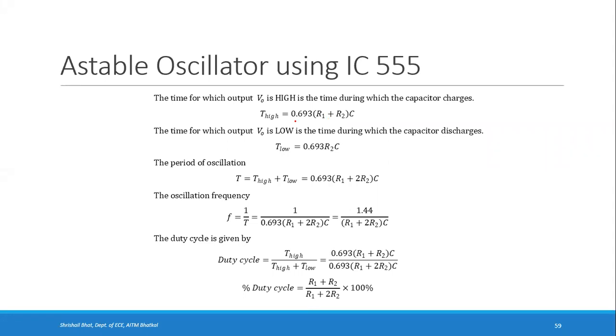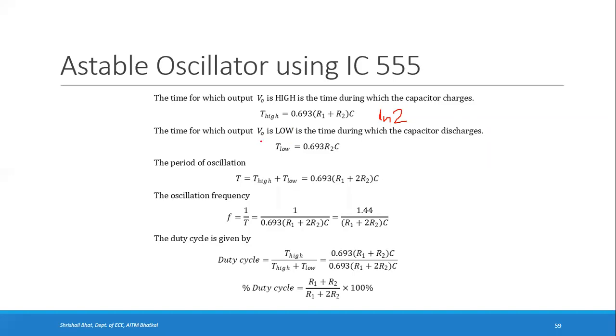0.693 is actually log 2 to the base e, or you can call it ln 2. Ln 2 is 0.693. So that is the way you calculate the time from the time constant. Okay, so (R1 + R2) C multiplied by ln 2 will give you the time for which it is high.